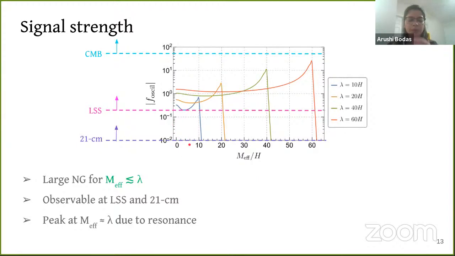And also just in terms of detectability, the CMB sensitivity right now is sitting here, so it's not detectable with CMB, but with future experiments like large scale structure and 21 centimeter, the signal we are getting is well within their sensitivity range, which is good.